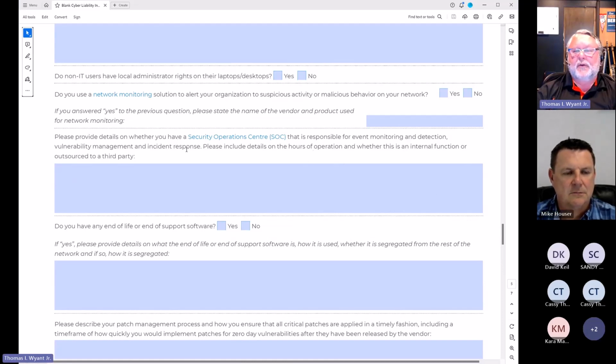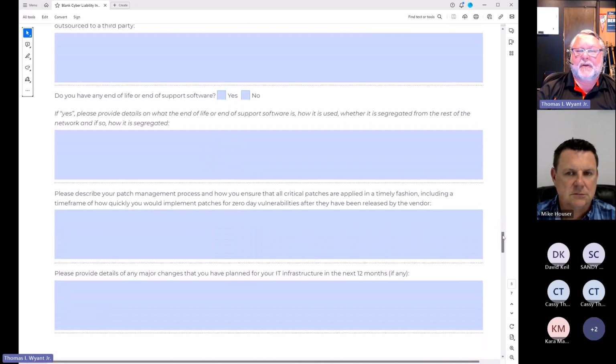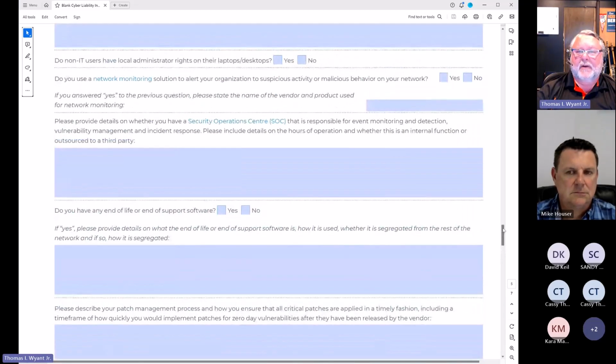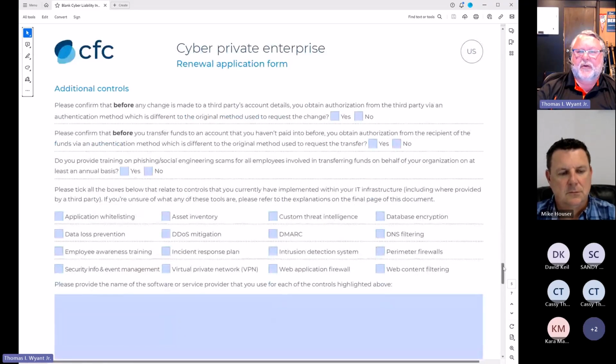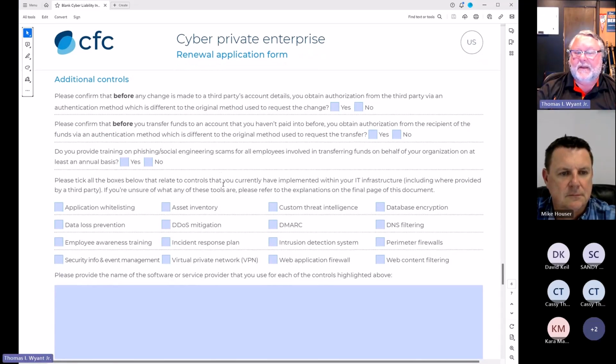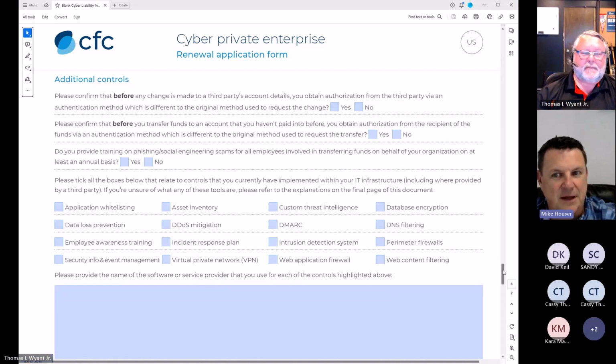And then, do you have a security operations center? This is the first time I've seen any of these applications ask for a SOC or for network monitoring or administrative rights. And then where'd the other stuff? So additional controls. They've got questions about policies in here, which I thought were pretty wild. Application whitelisting. So like I've said, this is definitely a very advanced application.